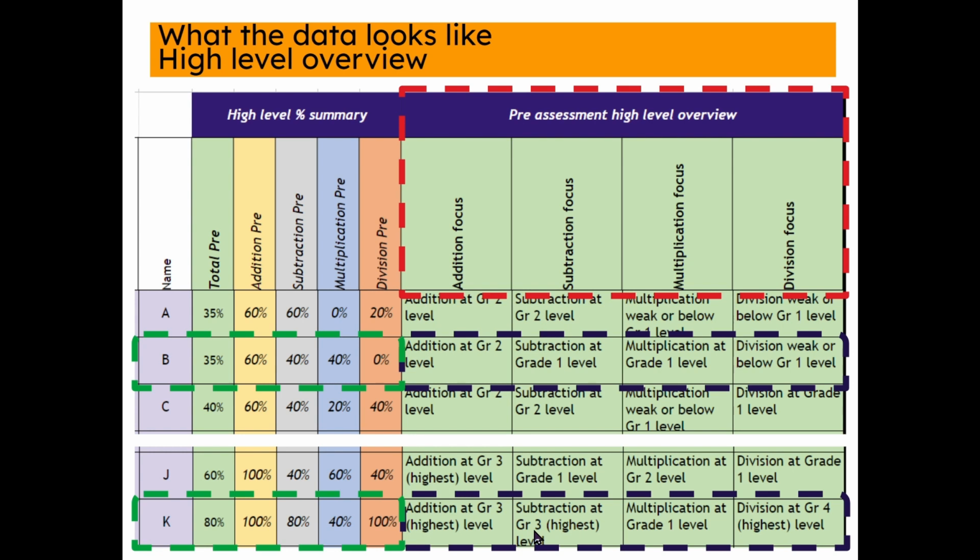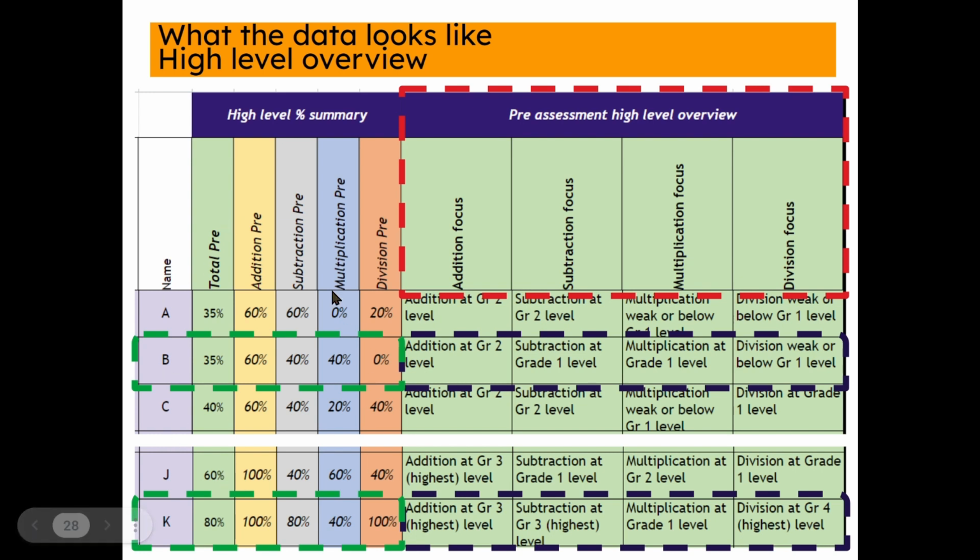Their subtraction, in fact, based on the questions that they've answered, is at grade 3 level, which is also okay. Their multiplication is their weak point. Okay, they are only at grade level 1 for their multiplication. So with 40%, that means they've only got 2 out of the 5. And the 2 out of the 5 that they've answered are going to be the 2 that are at grade 1 level.